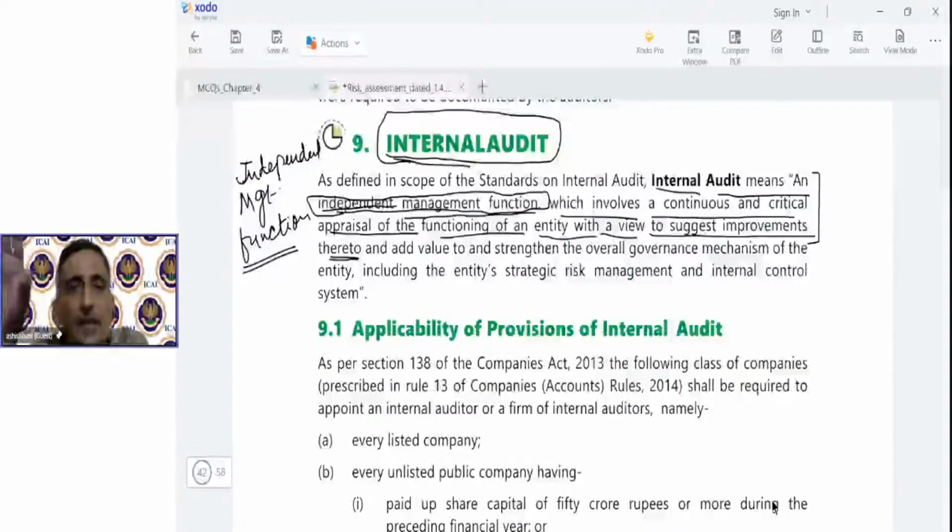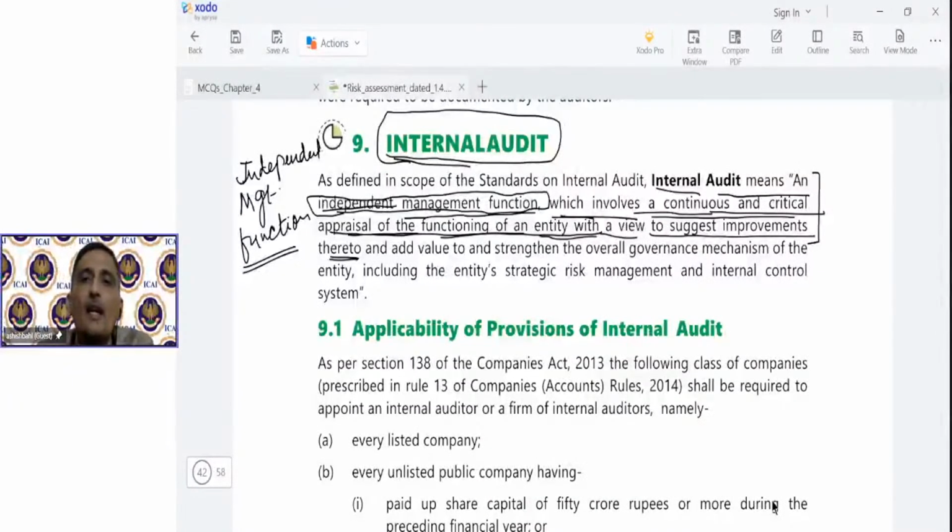It is an independent management function which involves a continuous and critical appraisal of the functioning of an entity. It has got two words, continuous and critical. So what is continuous? Continuous means regular, and critical means with a critical eye to look at things objectively and see what can go wrong.